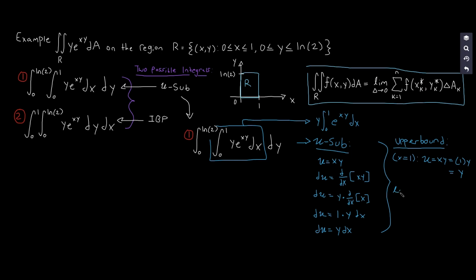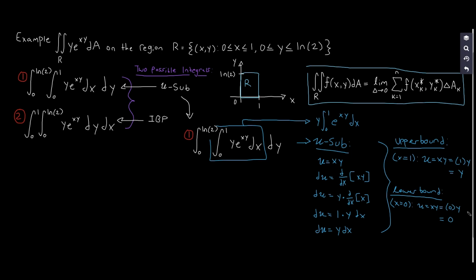The lower bound can be found in a similar fashion. This is the lower bound. In the lower bound, x equals 0, and u equals x and y. Well, then 0 is going to get plugged in. So 0 times y, anything times 0 is 0, so it's going to be 0.